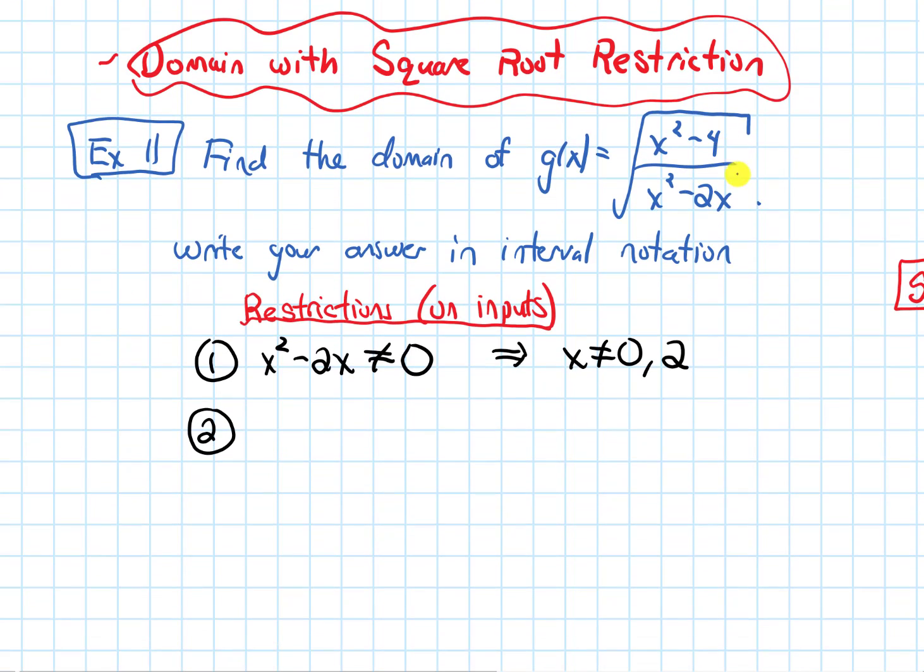The other restriction is the fact that we have this square root. And the stuff inside of the square root, which is (x squared minus 4) over (x squared minus 2x), the stuff inside has to be greater than or equal to 0. That's the other restriction that's happening, because if the inside of the square root is negative, we are going to get an imaginary number, and we're not talking about imaginary numbers in our class. All of our functions need to have outputs that are real numbers. All right, so this, again, is coming from the fact that the inside of the square root needs to be greater than or equal to 0.